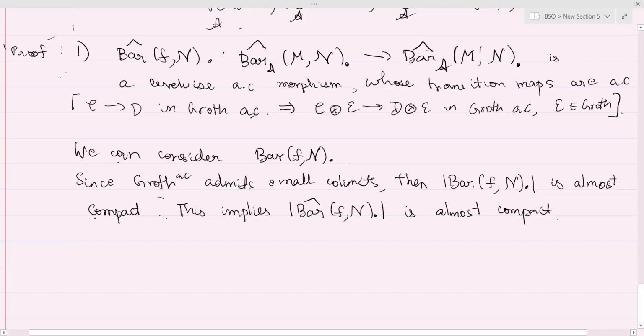That's a good point. But it works out because the inclusion from Groth almost complete to Groth preserves colimits. So I agree, I think the argument is correct, but you need to be a bit careful. Okay, thanks.